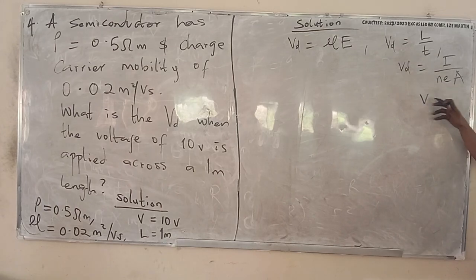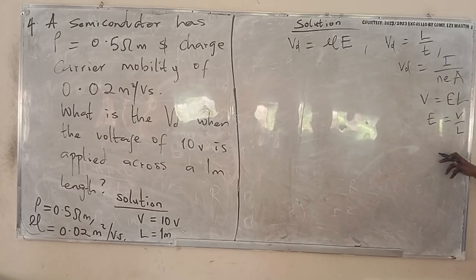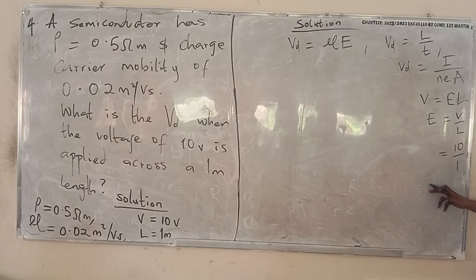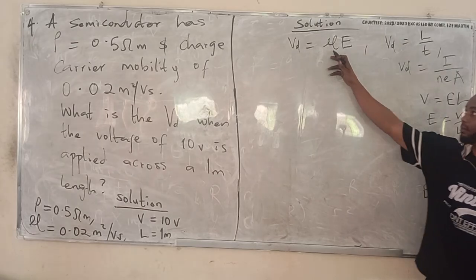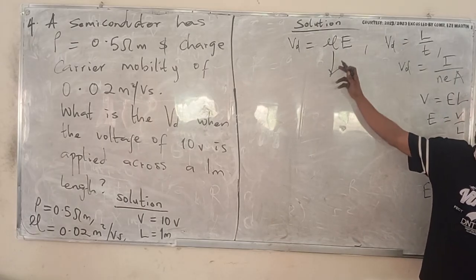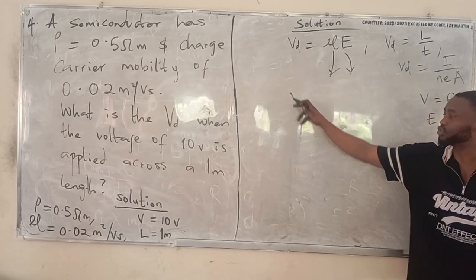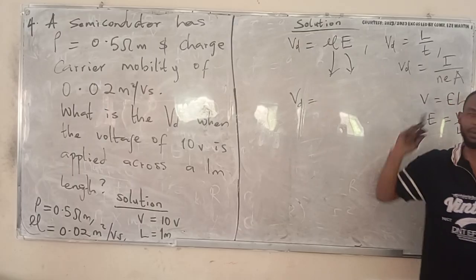I can say that from V equals ER, but when it's length, it's no longer R, it's now L. E is equal to V over L. So the voltage given is 10. Length is what? So E is what? 10. And they gave me electron mobility. Is it not true? And I've gotten E, so I can just find this Vd for myself.